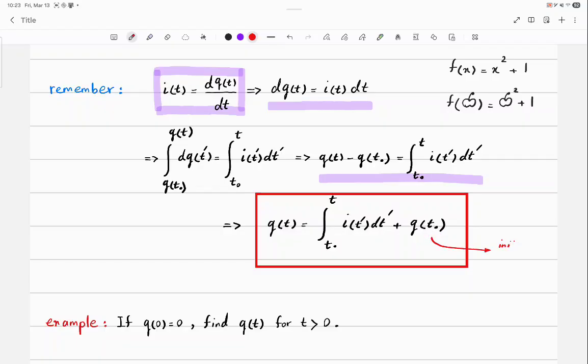This is initial charge or initial value for charge. Any problem understanding the equation? Initial charge at t equals t0 or t naught.